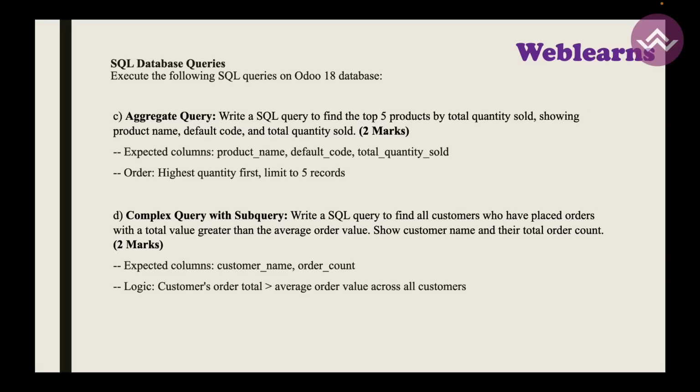Write a SQL query to find the top 5 products by total quantity sold, showing the product name, default code, and the total quantity sold.